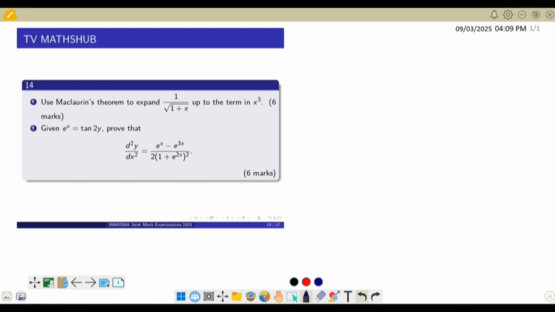In our today's session, we want to look at question number 14 for Wakisha Joint Mock. And it says use Maclaurin theorem to expand 1 divided by the square root of 1 plus x up to the term in x to the power 3.